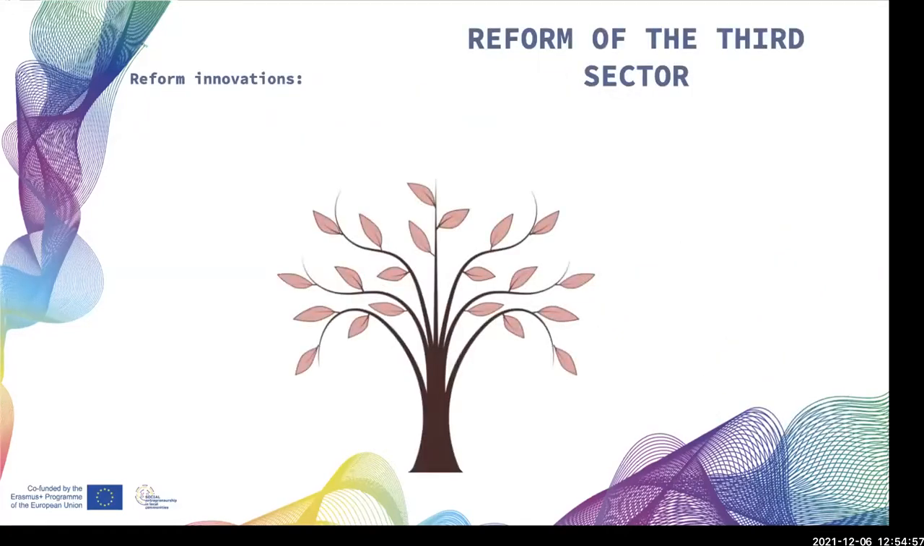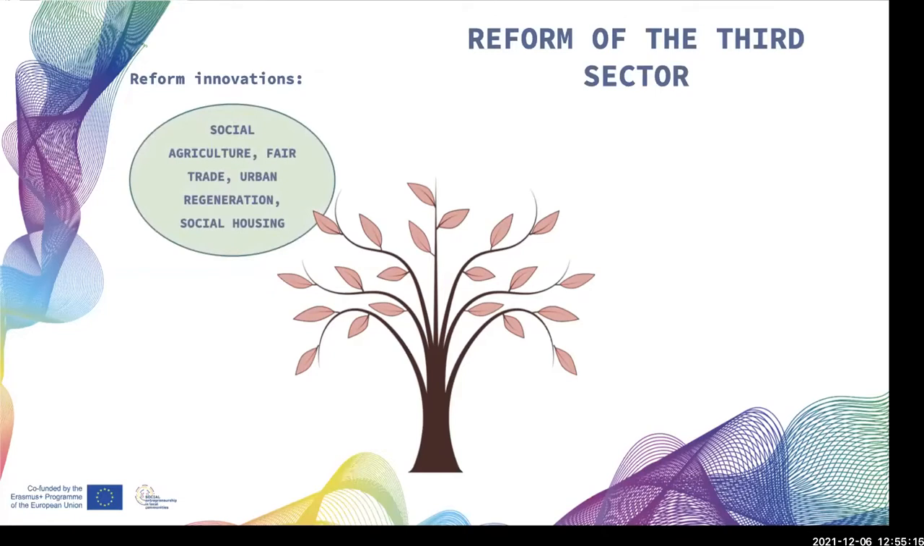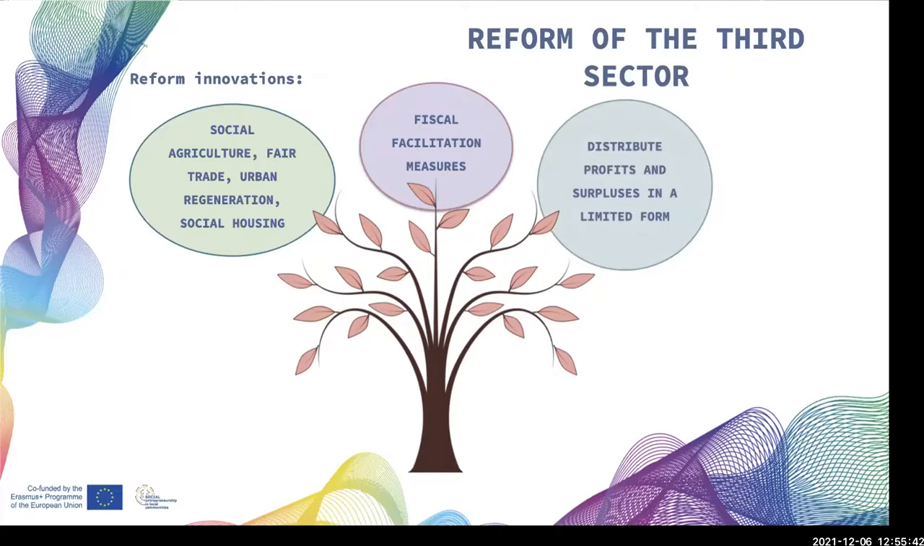So as far as for the policies that regulate the macro social sector in Italy, we have to refer to the reform of the third sector that has introduced a lot of innovation, such as the fact that a lot of social enterprises can work in a sector that differs from the traditional ones. So they can also work in social agriculture, fair trade, urban regeneration, social housing. More, the reform introduced fiscal facilitation measures and also the possibility for this kind of enterprise to distribute some surplus or profits in a limited form.